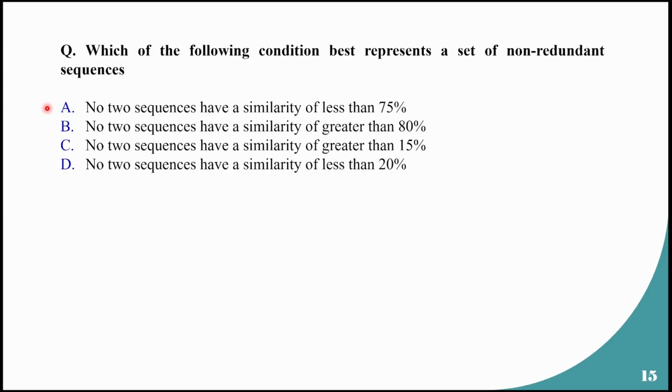So what was the answer to this particular question? Which can represent a set of non-redundant sequences? So based on our discussion, we know that non-redundancy means that in the data set, there should not be very similar data points, right? So that we do not introduce any sort of unwanted bias in the system, in the calculations.